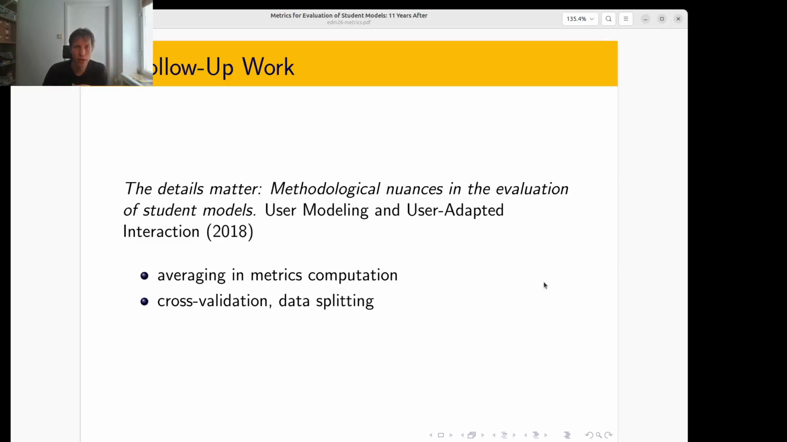In the following years, I continued some of this line of research. Most of it was written down in a journal paper in User Modeling and User-Adapted Interaction in 2018, which dealt with other methodological nuances in the evaluation of student models. The paper dealt with several of them, for example, with attrition bias and such things. Here I would like to highlight two of the issues discussed in this paper: averaging in metrics computation, which directly follows up on the basic overview of metrics, and then issues about cross-validation and data splitting.